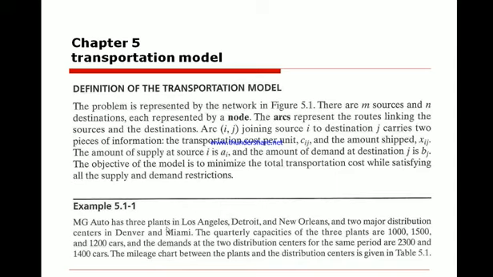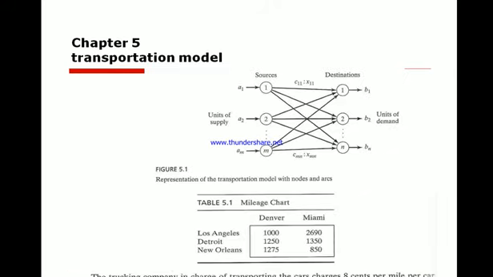They have three manufacturing plants, factories in Los Angeles, Detroit, and New Orleans, and two major distribution centers in Denver and Miami. The quarterly capacities for the three plants are 1,000, 1,500, and 1,200, and the demand of the distribution centers for the same period are 2,600 and 1,400. The mileage chart, the distance between the plants and the distribution centers, is given in the table below.